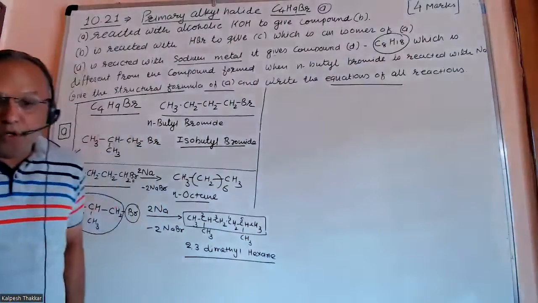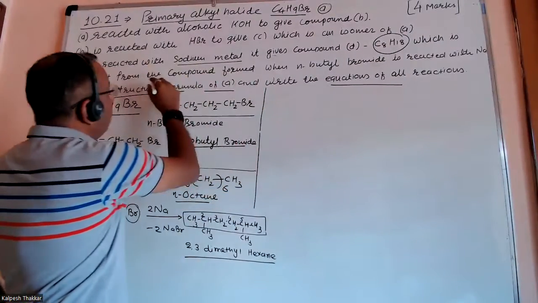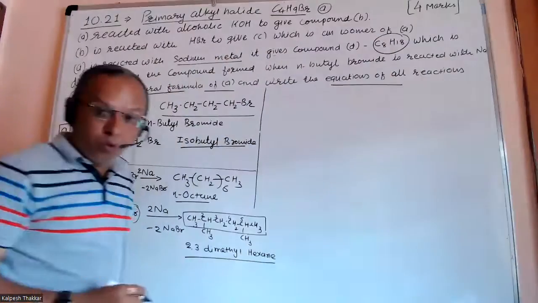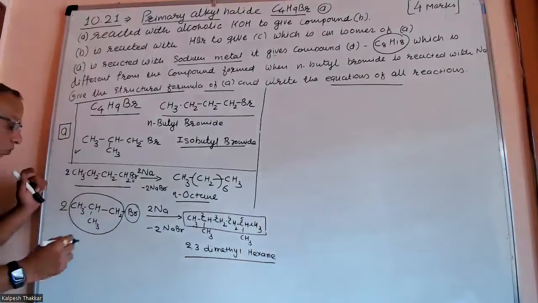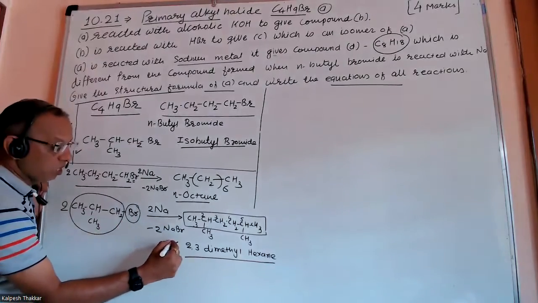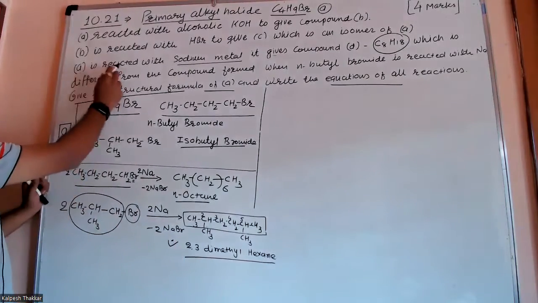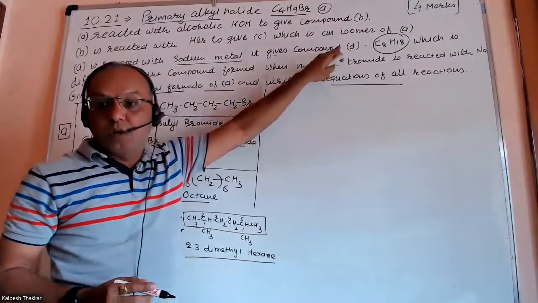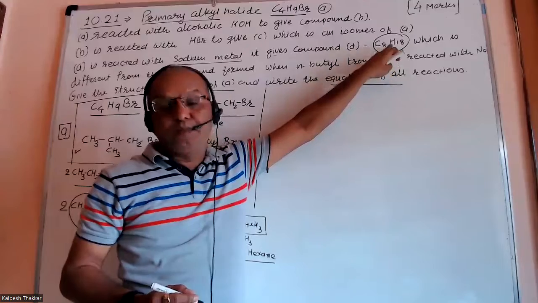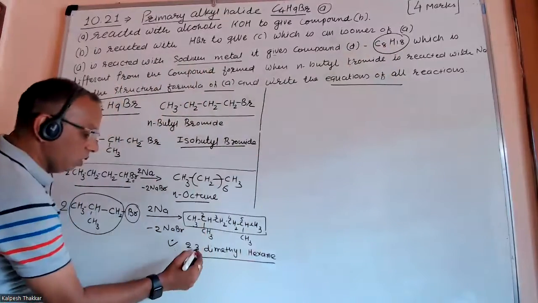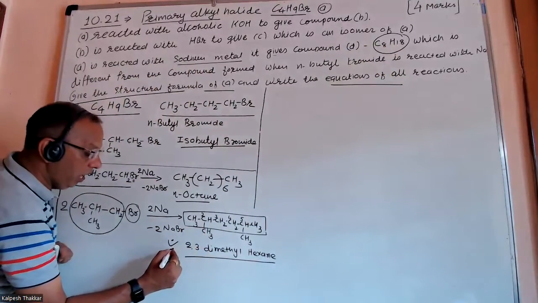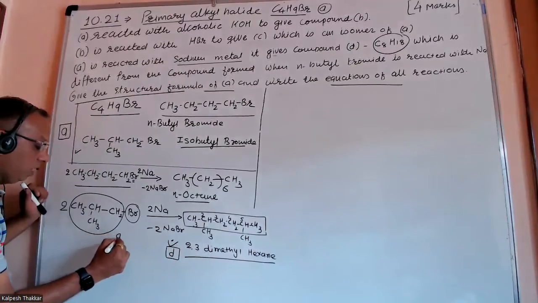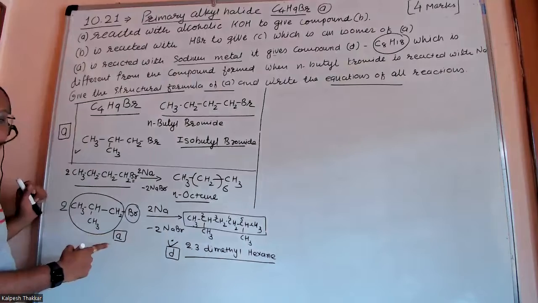But here one more clue is given: this compound is formed when n-butyl bromide reacts with sodium, and that's why we can conclude, friends, that this is our product. Look here, A is reacted with sodium metal and compound B is obtained, which has the molecular formula C8H18. So this is C8H18, and this is our compound B, friends, and that's why our compound A is also selected.